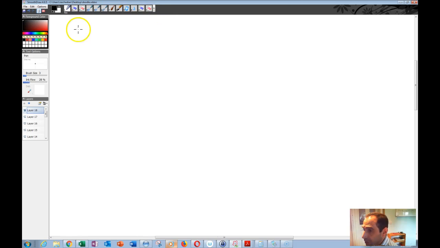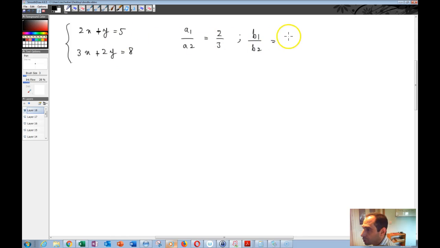Or if you have, for example, something like 2x plus y is equal to 5 and 3x plus 2y is equal to 8. Okay, so here a1 to a2 is equal to 2 to 3. b1 to b2 is equal to 1 to 2. And c1 to c2 is equal to 5 to 8. So you see that a1 to a2 is not equal to b1 to b2.